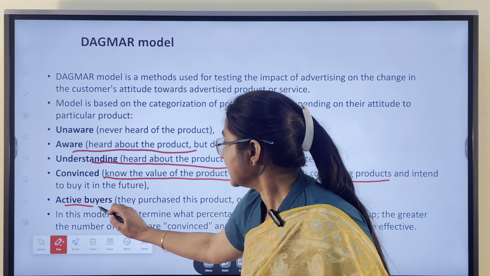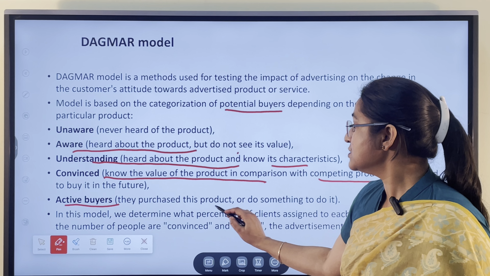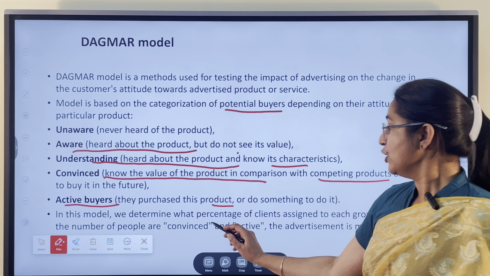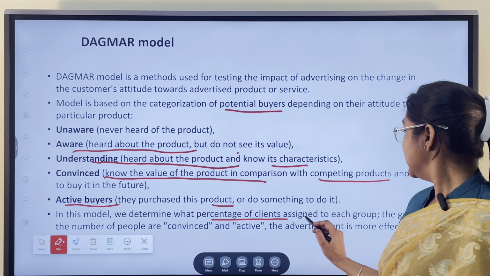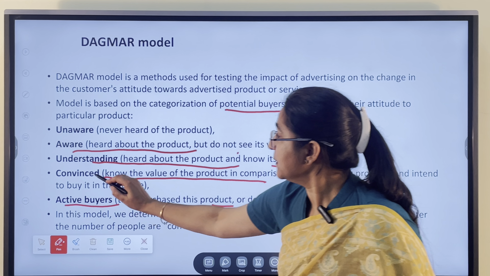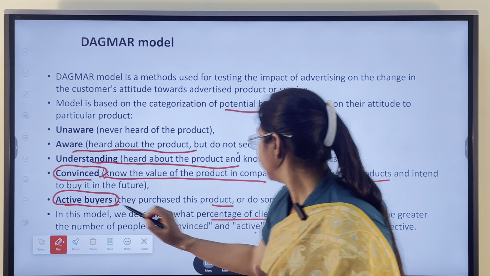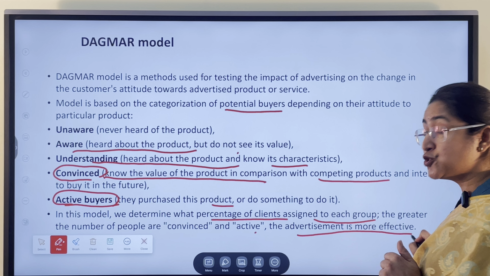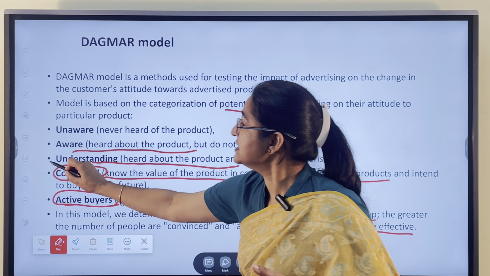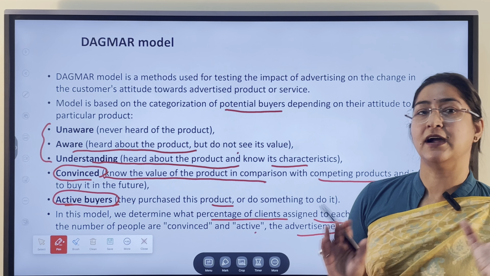Finally, he becomes an active buyer. It means they purchase the good, they take the decision and they use it for their own purpose. So, in this model, finally, we determine what percentage of clients are assigned to each of these categories. The greater the number of people who come under convinced and active buyers, the more effective the advertisement is said to be. If the audience is not coming under these 3 categories, it means the advertising effectiveness is not at par with what you have identified.